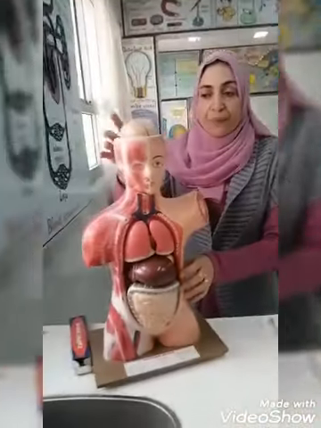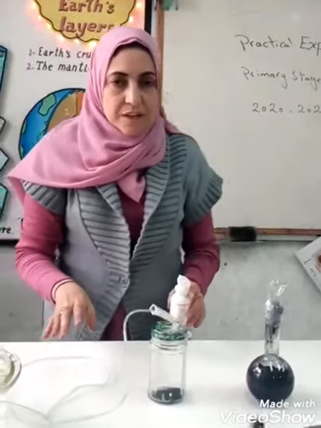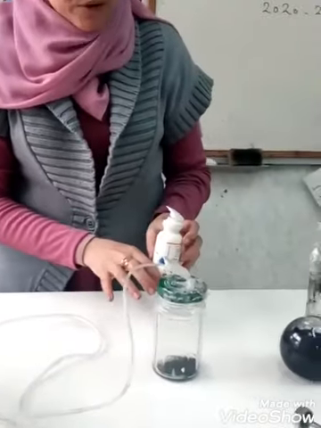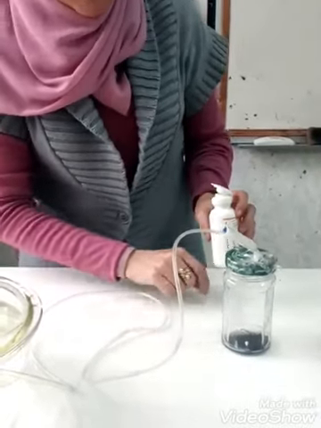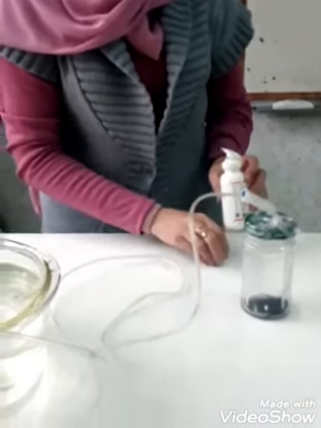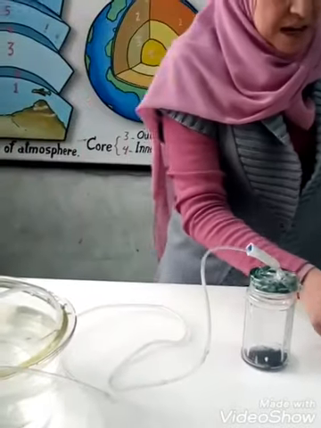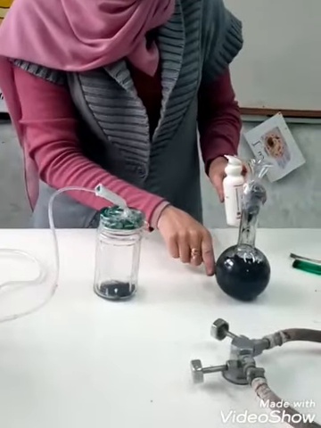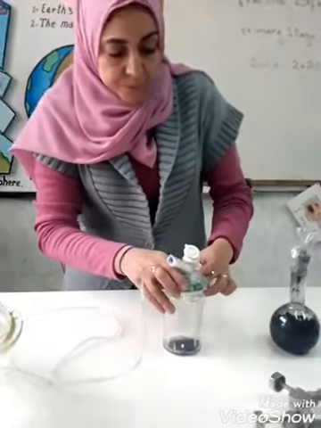Our lesson today, we will prepare oxygen gas by the decomposition of hydrogen peroxide in the presence of manganese dioxide that works as a catalyst. It helps the chemical reaction to occur, but it doesn't react. It keeps it as it is. As you notice from a previous reaction, the manganese dioxide remains here with water, and we will try it here.